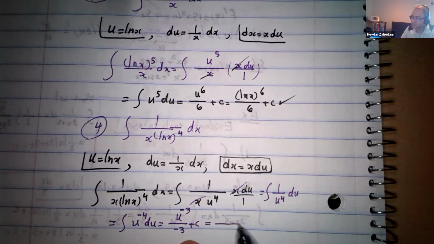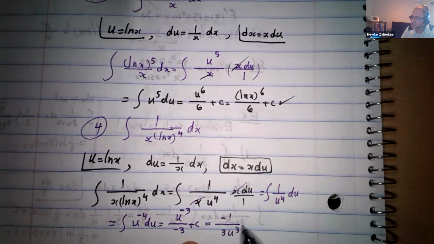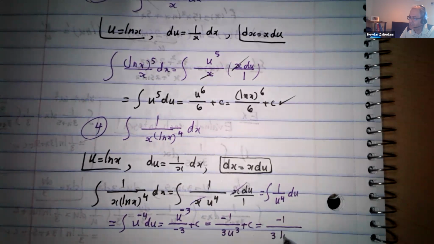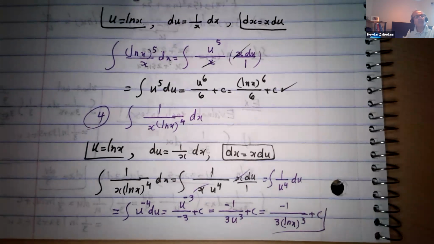So this is going to be a negative sign, negative 1 over 3u to the third, plus c, and then you substitute. It's going to be negative 1 over 3 ln x to the third, plus the constant c. That would be the final answer.